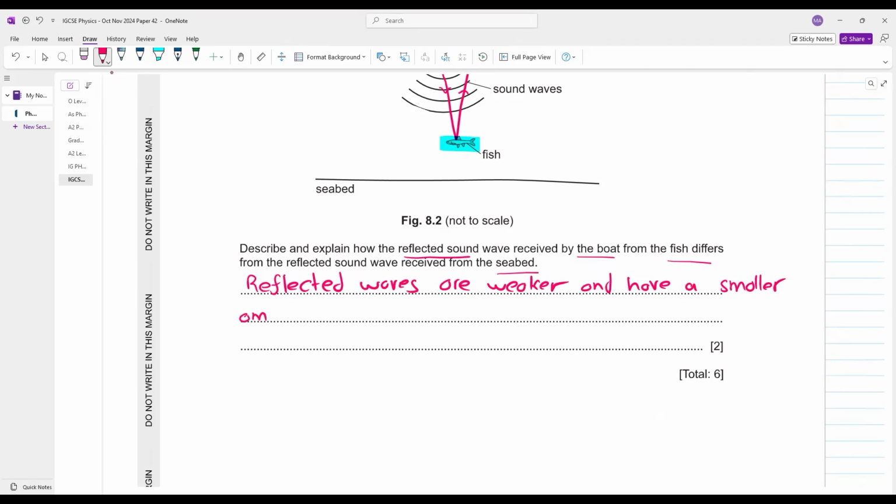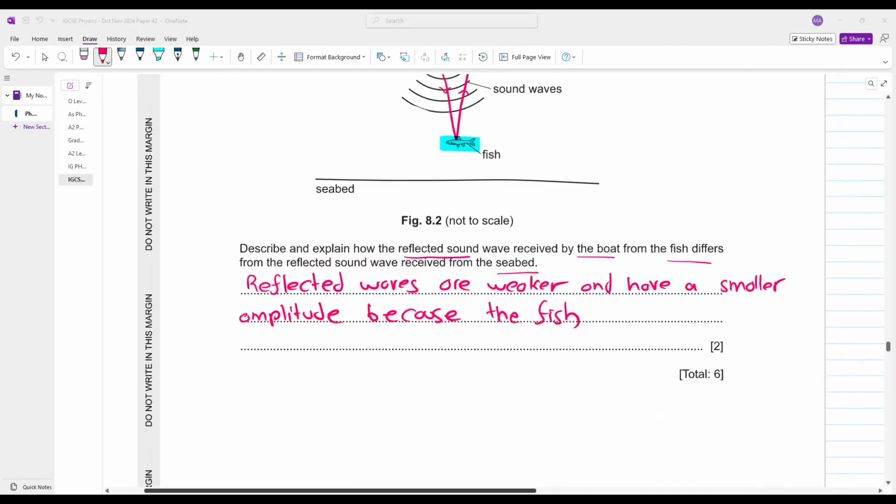and have a smaller amplitude. Why? Because the fish is smaller compared to the seabed. Simple. Easy peasy lemon squeezy. Let's move ahead.